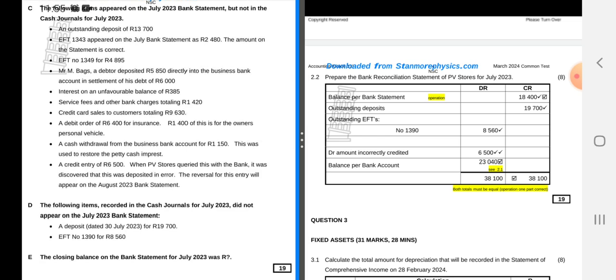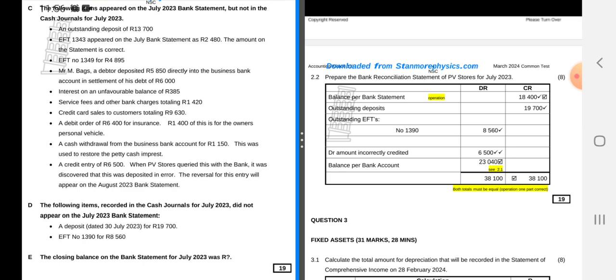Okay, so every error made by the bank is corrected in the bank reconciliation statement. So the following items recorded in the cash journal for July 2023 did not appear on the July 2023 bank statement. So we have an outstanding deposit of 19,700 rand. Outstanding deposits are cash items that appear in the cash receipts journal but do not appear in the bank statement. And then the outstanding checks are checks that appear in the cash payment journal but not in the bank statement. So we have that 8,550 as an outstanding check.